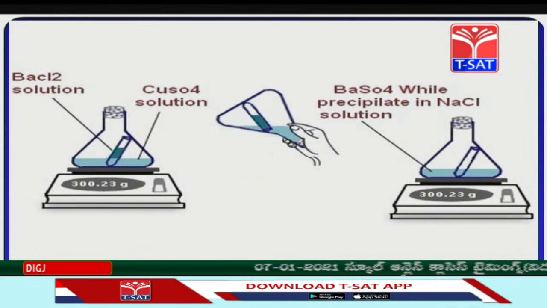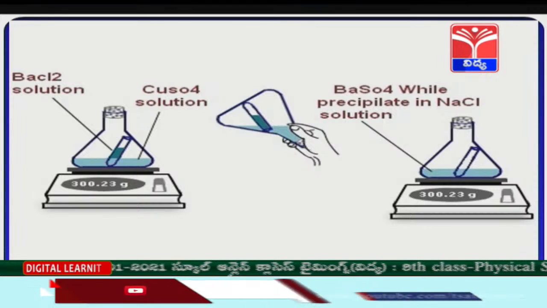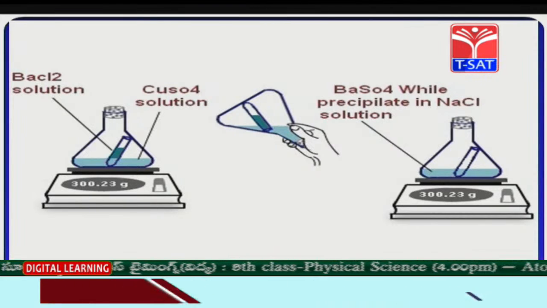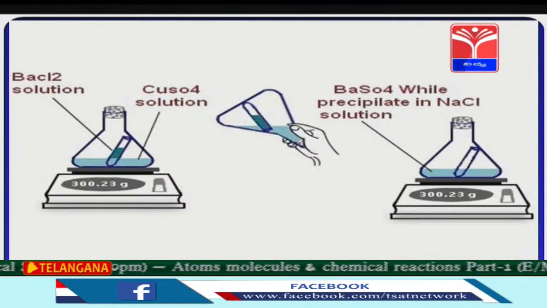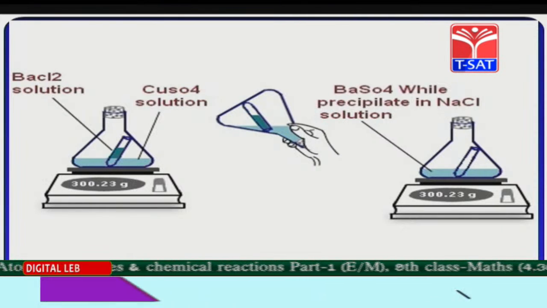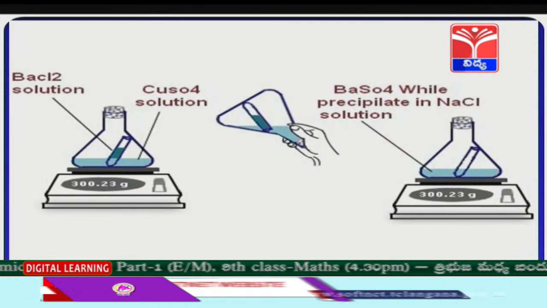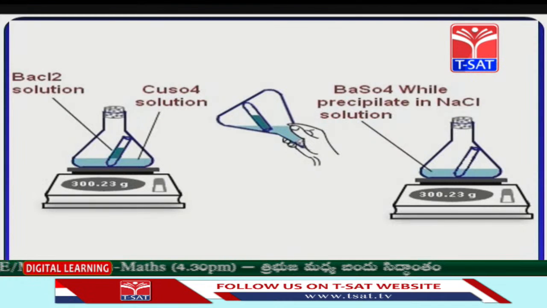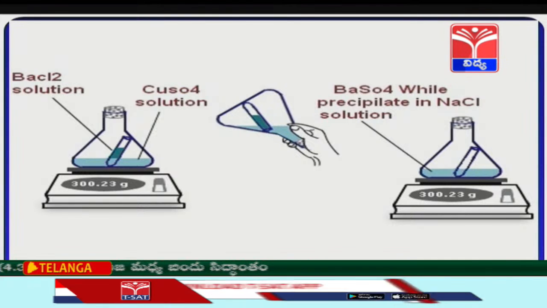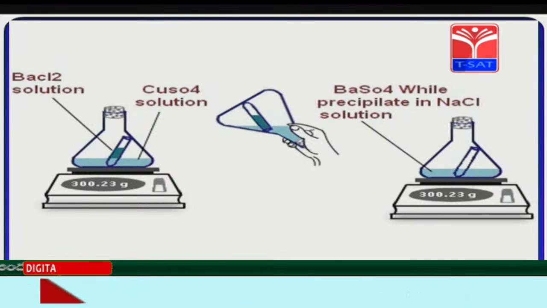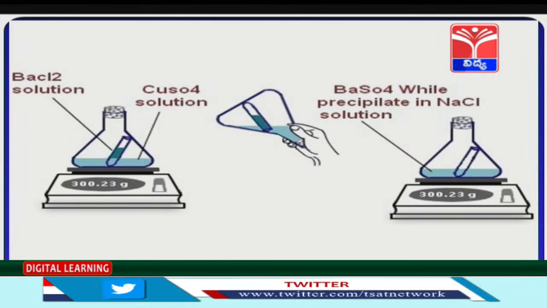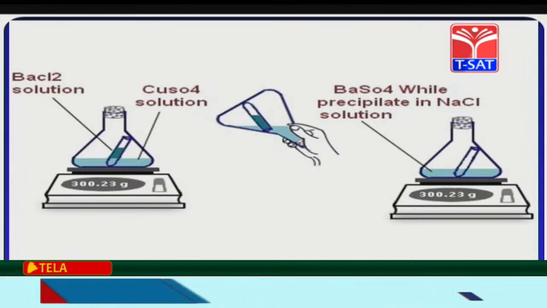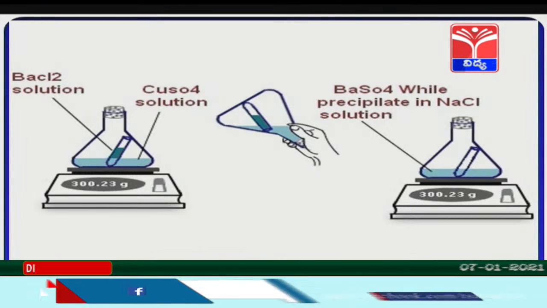Let us see one more example. Here in a conical flask, copper sulphate solution is taken and in the test tube barium chloride solution is taken. So, before the reaction takes place, the weight of the reactants was recorded, and the weight of the reactants was 300.23 grams. You can see the test tube is placed inside the conical flask, the reactants are separate, so the reaction has not taken place.